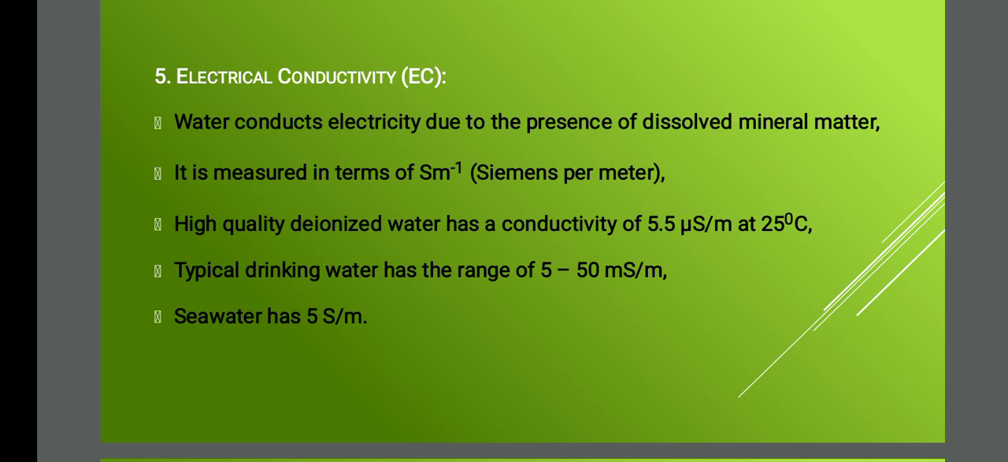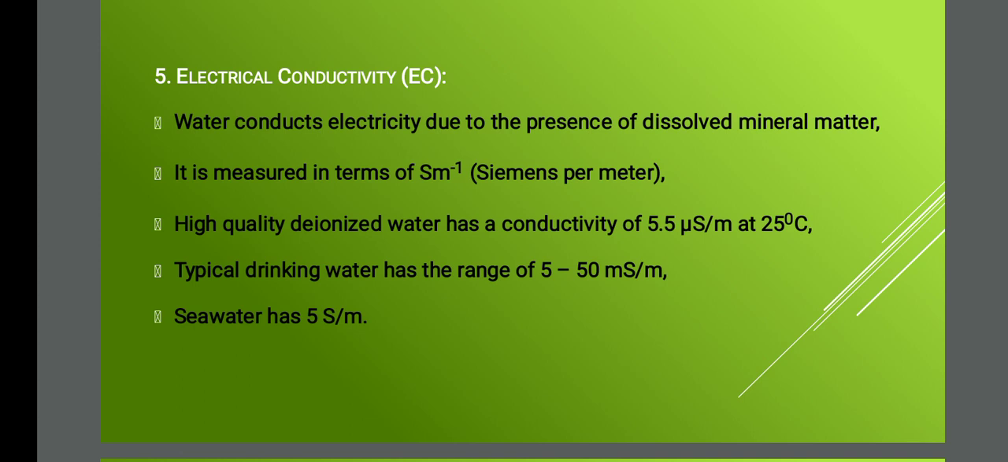If you take typical drinking water, it has an electrical conductivity range of 5 to 50 millisiemens per meter. And coming to seawater, it has an electrical conductivity value of 5 Siemens per meter. So this is something about electrical conductivity. Electrical conductivity is mainly due to dissolved mineral matter present in water, and it is measured in Siemens per meter. For drinking water, it is in the range of 5 to 50 millisiemens per meter.